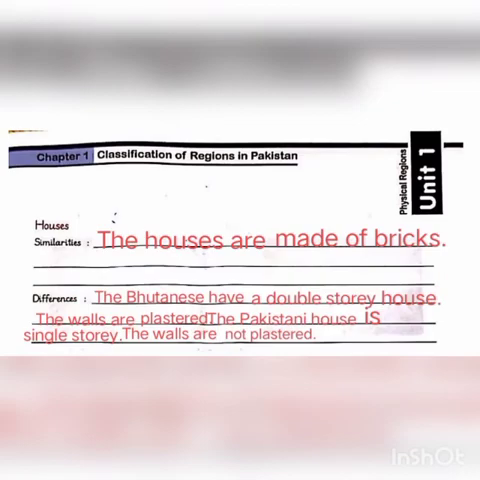The next difference is houses. The houses are made of bricks. This is the similarity between these two families. But the difference is that the Bhutanese have a double-story house. The walls are plastered. But the Pakistani house is single-story and the walls are not plastered. But now Pakistani houses are also double stories and also triple stories.